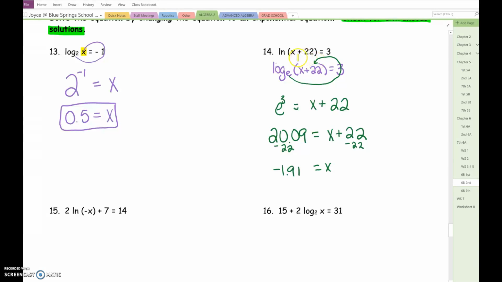We need to check -1.91 inside the original log, and I honestly don't care what -1.91 plus 22 is. All I care is, is it positive or is it negative? It's positive, so x equals -1.91 is good.